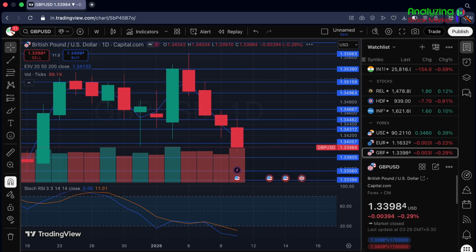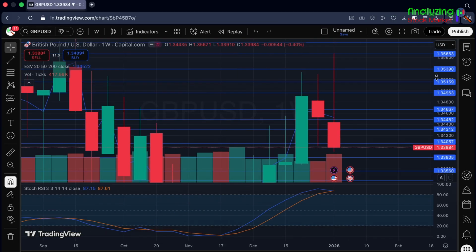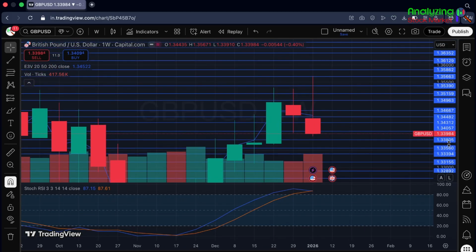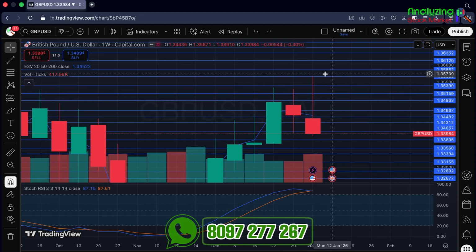So let's open our weekly chart over here. This is a weekly chart. In this weekly chart we can see a good bearish candle with a small body, a big upper wick and a small lower wick. Currently, stochastic RSI is in the overbought area, around 88-89, which is indicating a negative move.